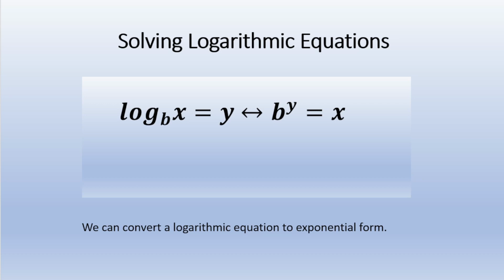The logarithm base b of x equals y if and only if b to the y power equals x. Now, both of these equations are equivalent to each other, but they're considered to be in different forms. The equation on the left is in logarithmic form. The equation on the right is in exponential form. And we can convert between these two forms. And so for most of our equations, the process is going to be to convert a logarithmic equation to exponential form in order to solve.